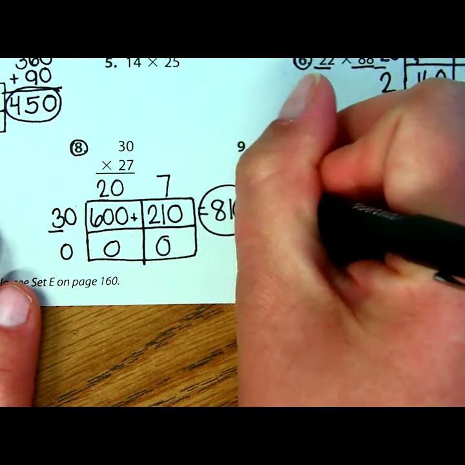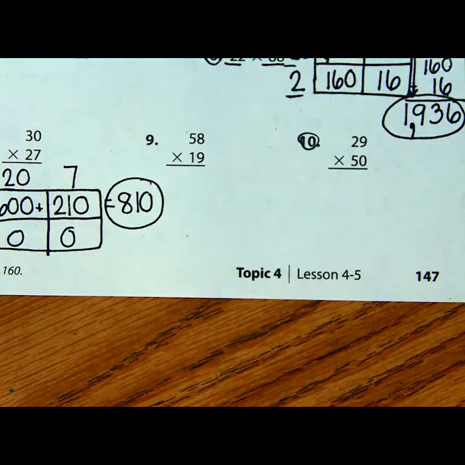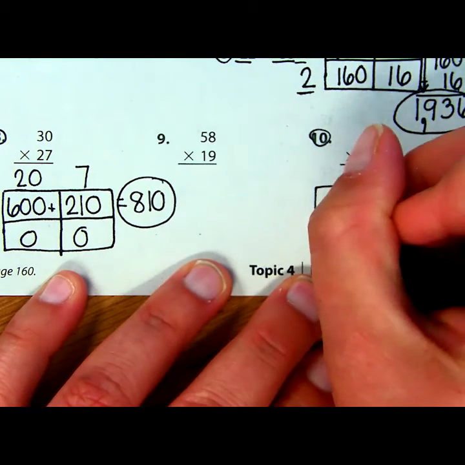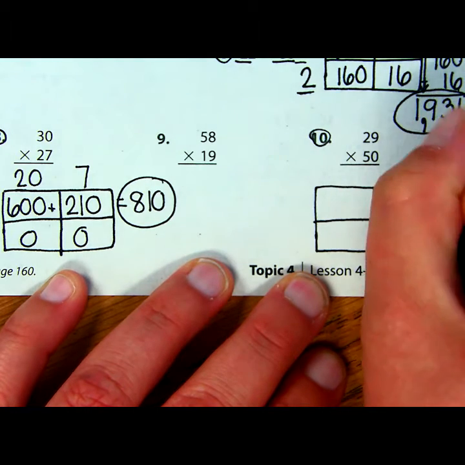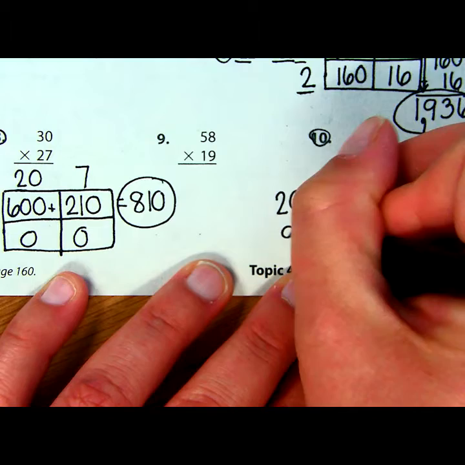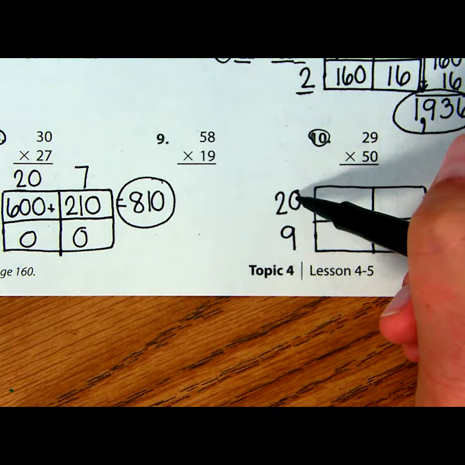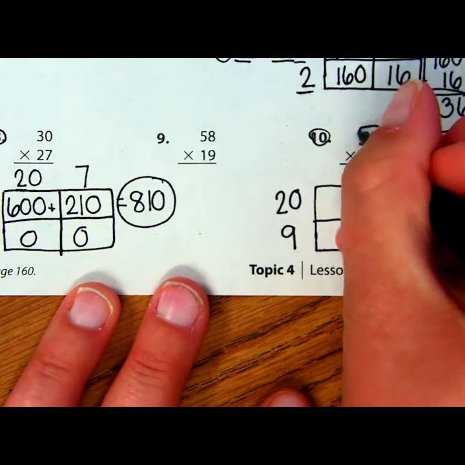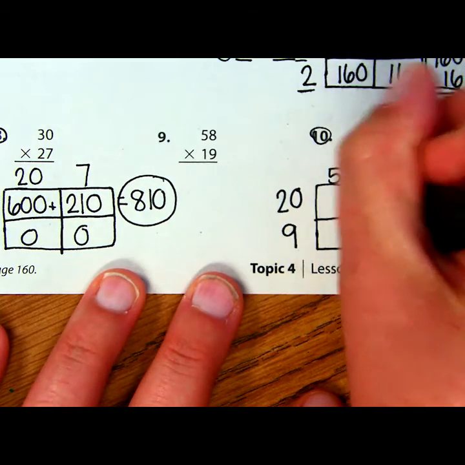Excellent. Last one, number 10, 29 times 50. I'm going to create my area model. That would be 20 and 9 for 29. I almost wrote a 9 here. See, that's why it's really important to kind of slow down, think about your place values. Then this one, 50 is 50 and 0.